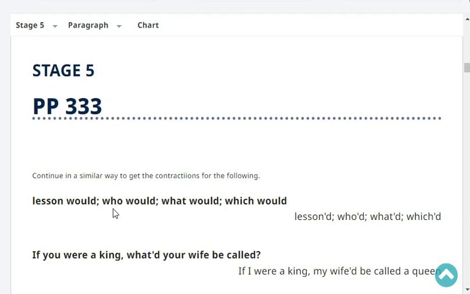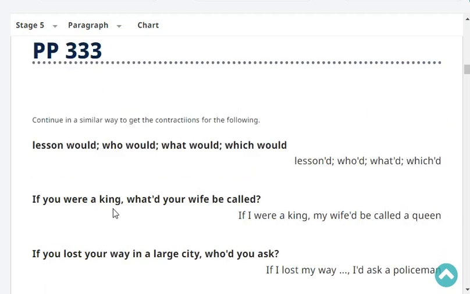What's the contraction of "who would"? The contraction of "who would" is "who'd". Very good. What's the contraction of "what would"? The contraction of "what would" is "what'd". The last one. What's the contraction of "which would"? The contraction of "which would" is "which'd".